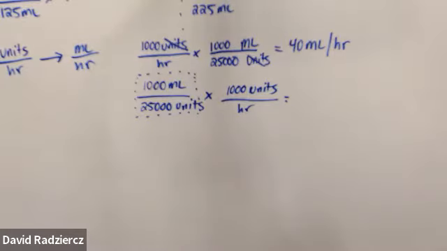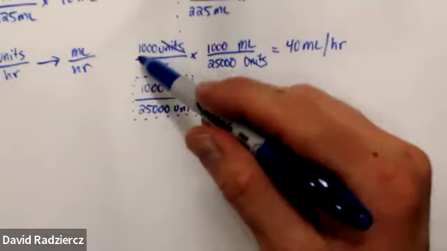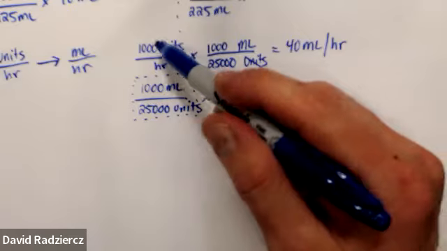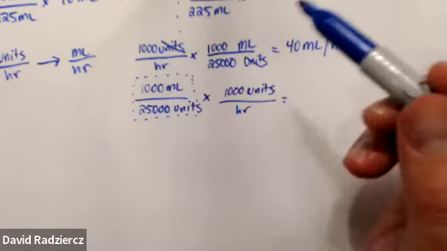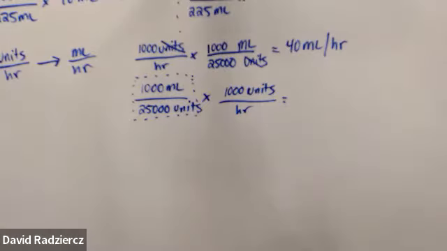But I'm going to advise you just to start with the units per hour. That way you have hour in the denominator, and just convert units to milliliters. And as long as you do it that way every single time with these types of questions, you should be good to go. And then we'll get some more practice when we get to the heparin protocol.